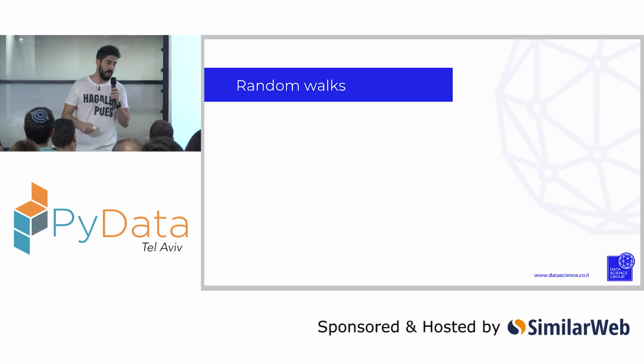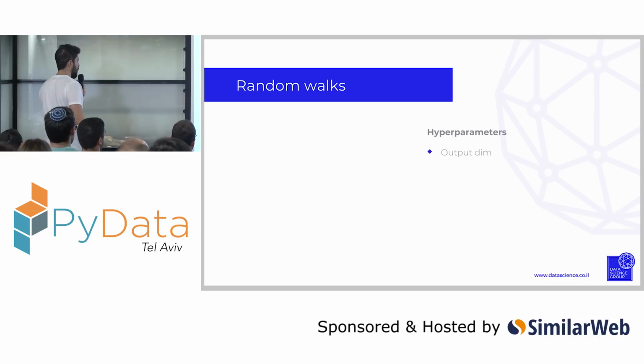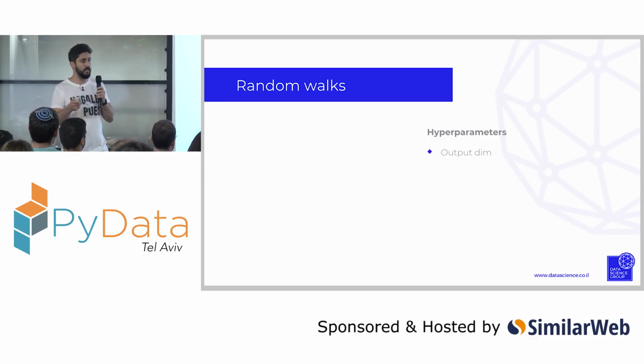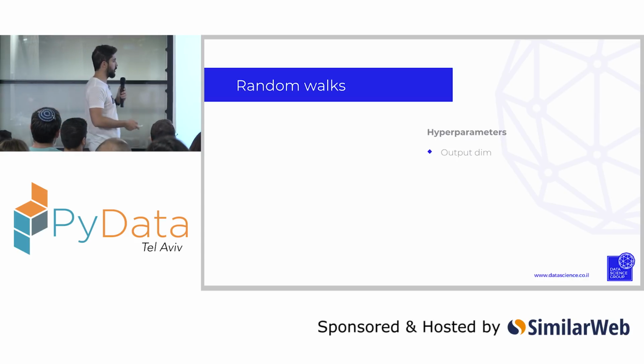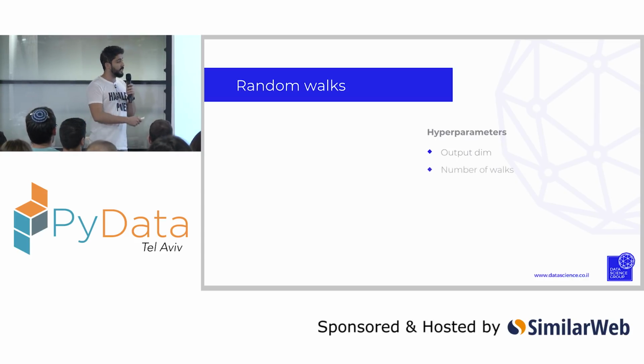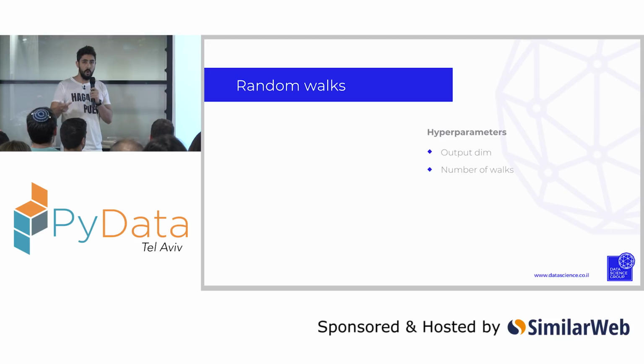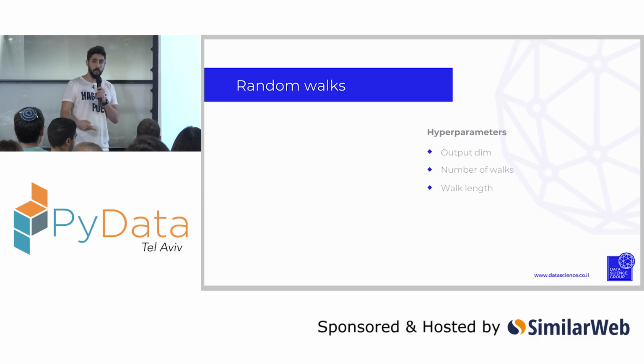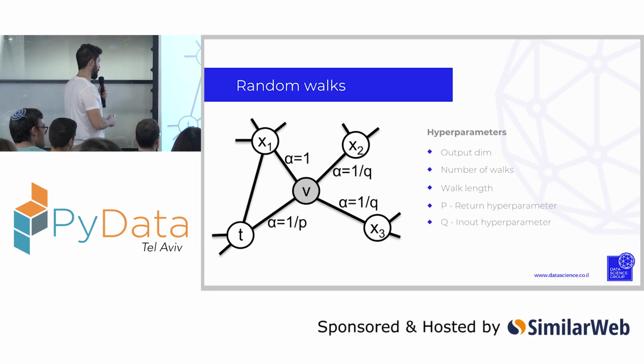So the hyperparameters are not so many. First one is the output dimension, right? We're going to embed nodes and edges, so first we have to decide the output dimensions of the embeddings. The next thing is the number of walks. Number of walks says how many times I'm going to start a random walk from each node in the graph. The third one is the walk length, right? I'm going to start walking from each node, but how long am I going to walk? So these are like the three basic ones. And then comes the secret sauce, you might say, of Node2vec.